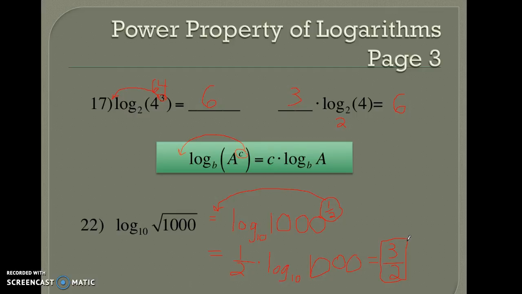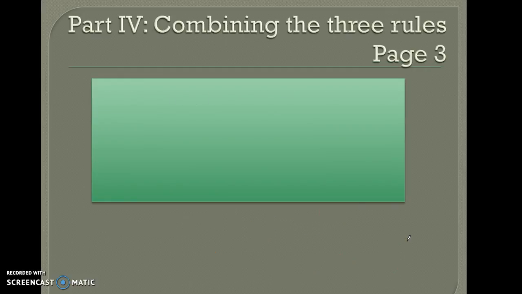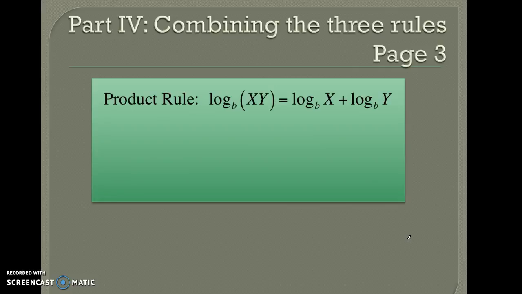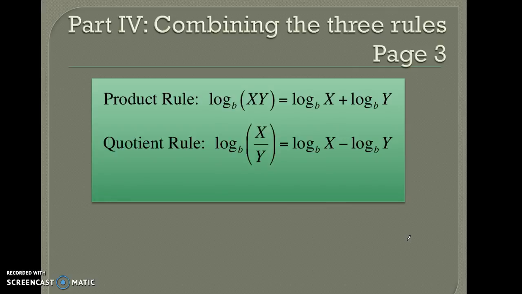Look at the bottom of page 3 and we'll summarize the 3 rules of logarithms. The first rule, the product rule, is log base b of x times y equals log base b of x plus log base b of y. The quotient rule, log base b of x divided by y equals log base b of x minus log base b of y. And finally, the power rule, log base b of a to the c equals c times log base b of a.